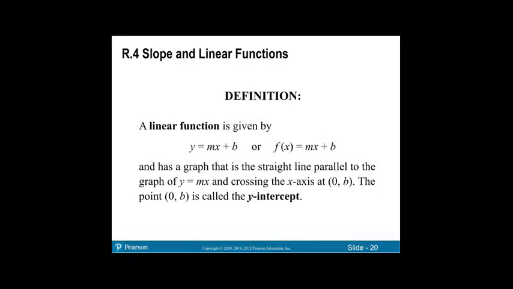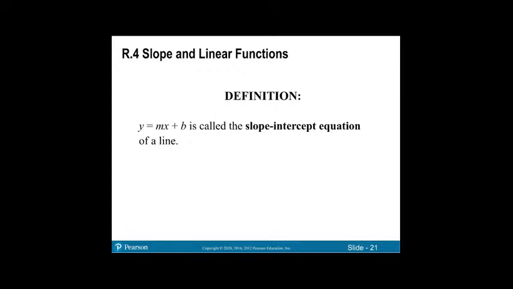Okay, so a linear function is given by y equals mx plus b, where m is going to be the slope and b is going to be the y-intercept. This is called the slope-intercept form of the equation. If I were you, I would add y equals mx plus b to my formula sheet.